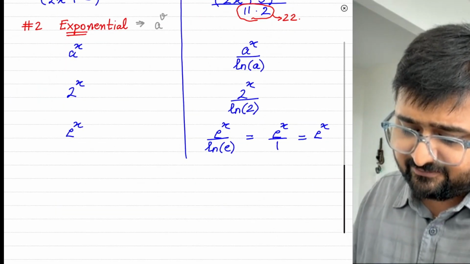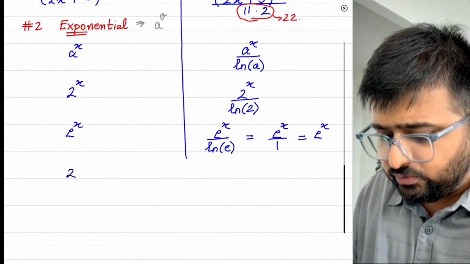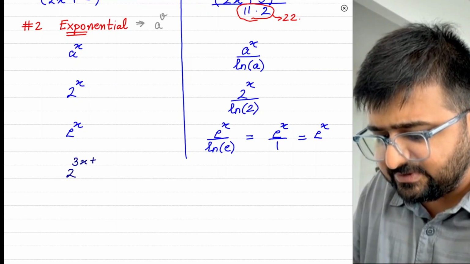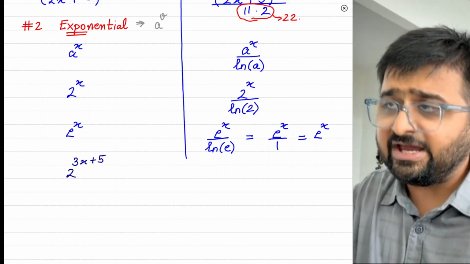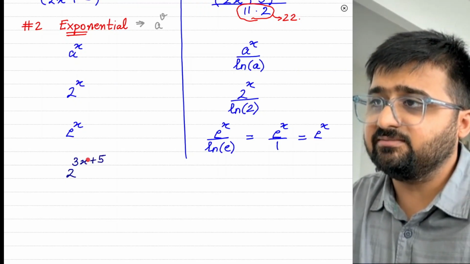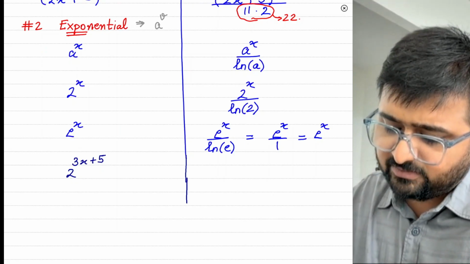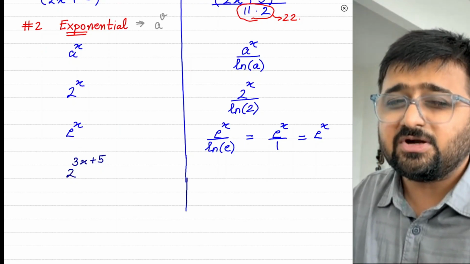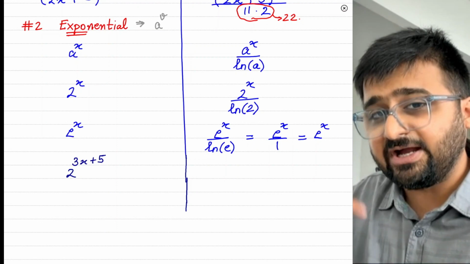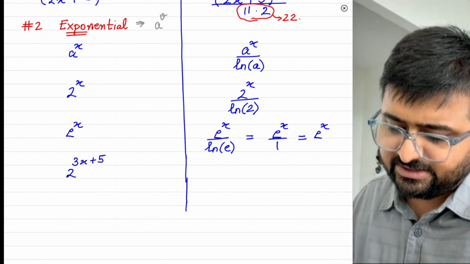All right, let's look at a special case. So for example, let's say if you have 2 to the power 3x plus 5. So instead of x, let's say I have a linear term. So you can still apply the same formula, but just you have to remember that you have to divide by the coefficient of x once you are done integrating.